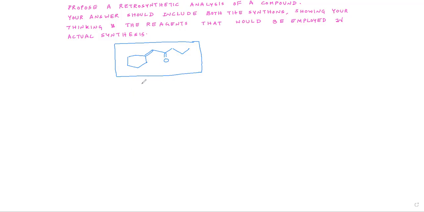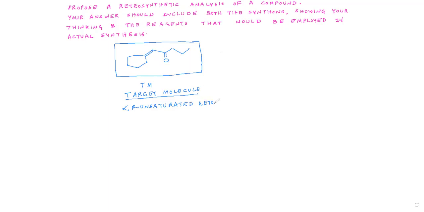So this is our target molecule. This is what we call a target molecule, TM. Once we go through the molecule carefully, this given target molecule is nothing but an alpha beta unsaturated ketone.